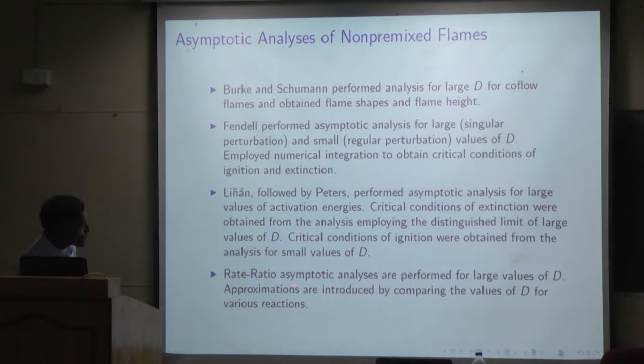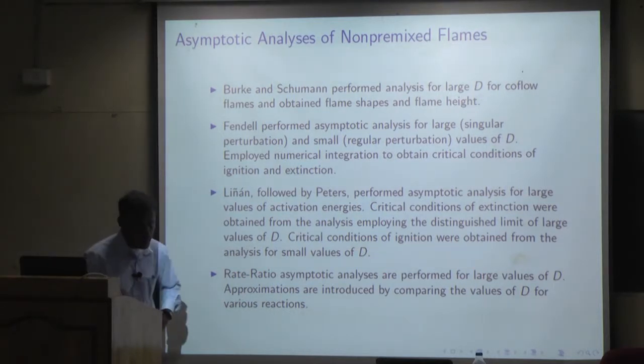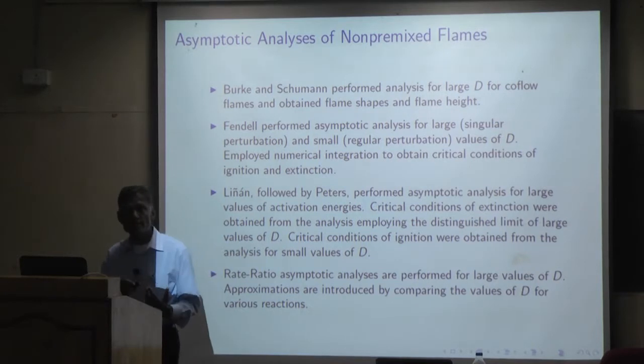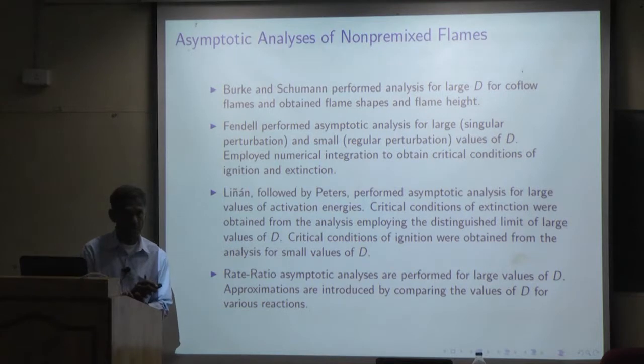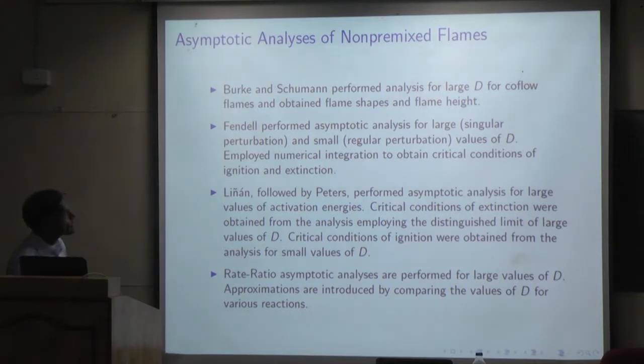Now, the rate ratio asymptotics are also performed in the asymptotic limits of large Damköhler number. Here, of course, we are able to predict, but again, all this work was on one-step asymptotics. So what I said right now, that you require large activation energy to predict ignition and extinction, is only true for one-step chemical reactions. Whereas rate ratio asymptotics implies multiple-step chemistry. And if you have multiple-step chemistry, even for a large Damköhler number asymptotics, it's possible to predict ignition and extinction.